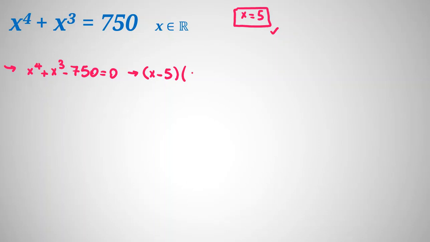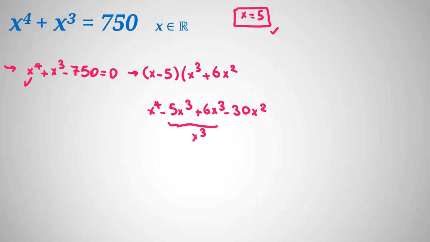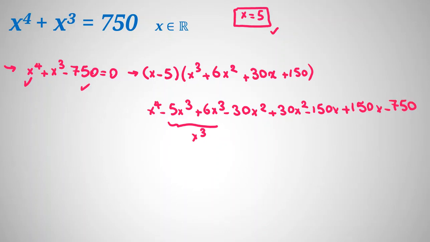Now I want to create this. I place x cubed, then I have x to the 4 minus 5x cubed. This part is okay, but we have x cubed here, and we have negative 5x cubed. So I should place plus 6x squared, then I have plus 6x cubed minus 30x squared. So here I have x cubed, but I don't have x squared here. So I should place plus 30x, it will be 30x squared minus 150x. Again, here I don't have negative 150x, I don't have any x, so I should place plus 150, then I have plus 150x minus 750, which we have 750.